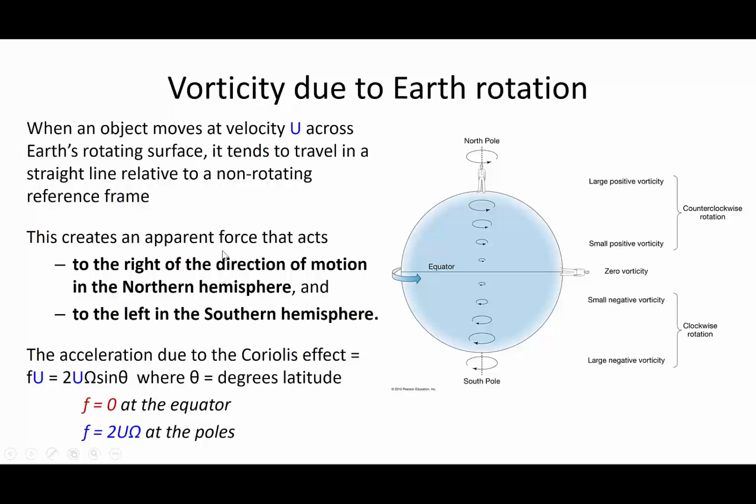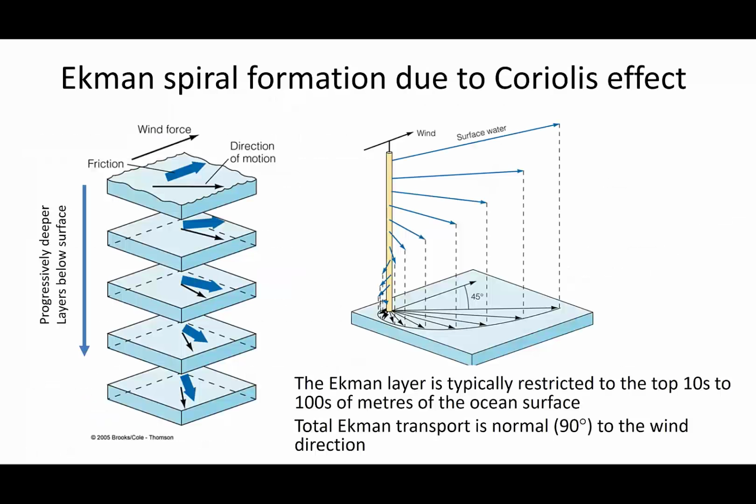In that acceleration, you can see the maths from the previous page is equal to 2 times the velocity multiplied by omega sine theta. So again, the value is 0 at the equator and increases towards the poles. So how does that influence currents in the ocean?